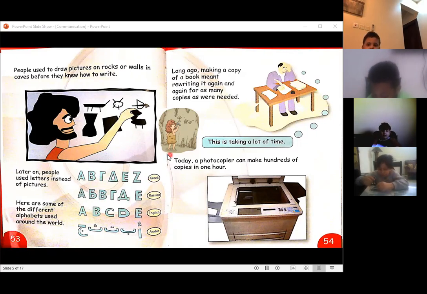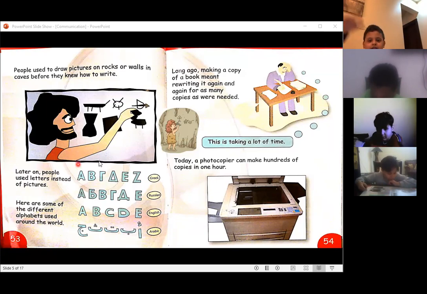So these are the letters in Greek. As we can see, these are the alphabets in the Greek language. And this is the Russian alphabet. And as everyone knows, this is the English alphabet, A, B, C, D, E. And here, this one is the Arabic alphabet, Arabic letters. I guess it's called Haruf. So this is the Arabic, like Aleph, Ba, Ta, Tha, Jim. So here are some of the different alphabets used around the world.